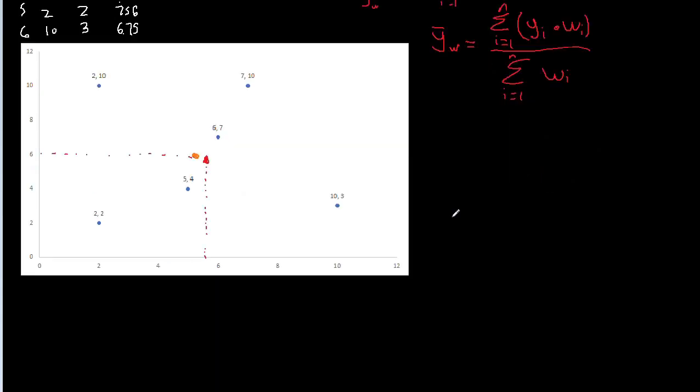So I'm going to give myself a little bit of space here, and we're going to talk about this idea of weighted Euclidean distance.